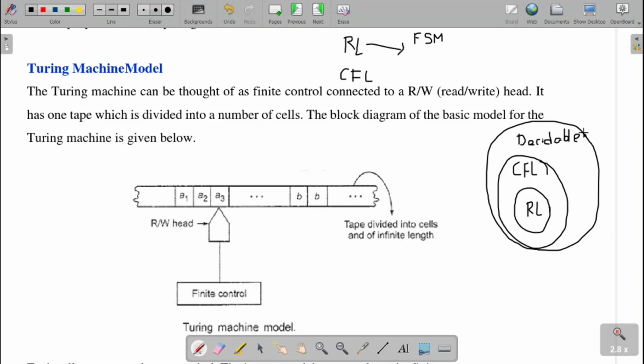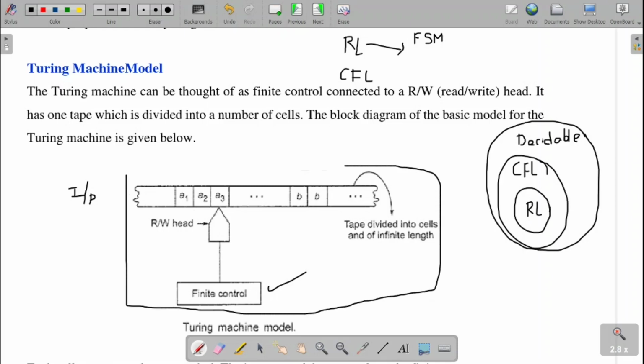If we go with the architecture of the Turing Machine model, first we have the input tape, then the finite control, then the read-write head. These three components make up the model of the Turing Machine: the input tape, the read-write head and the finite control.